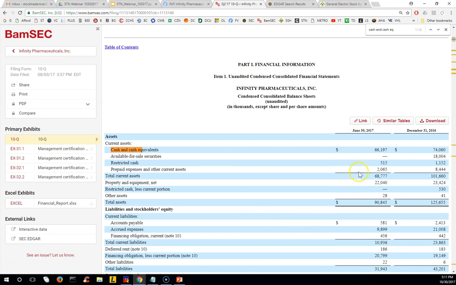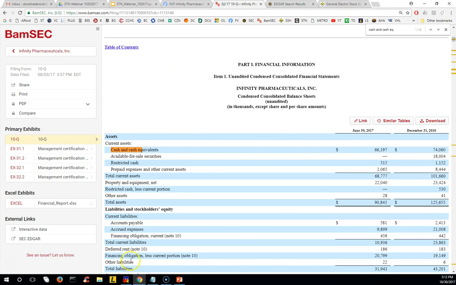So June 30th, 2017, we have here that INFI has approximately $66.2 million. Does that tell us anything? Yeah, they have a little bit of cash. What else can we see from that information? Well, I can tell you that their cash balance went down over the 6 months ended June 30th from the end of 2016, down about $8 million. Is it substantial? Don't know. Is it important? Not sure yet.